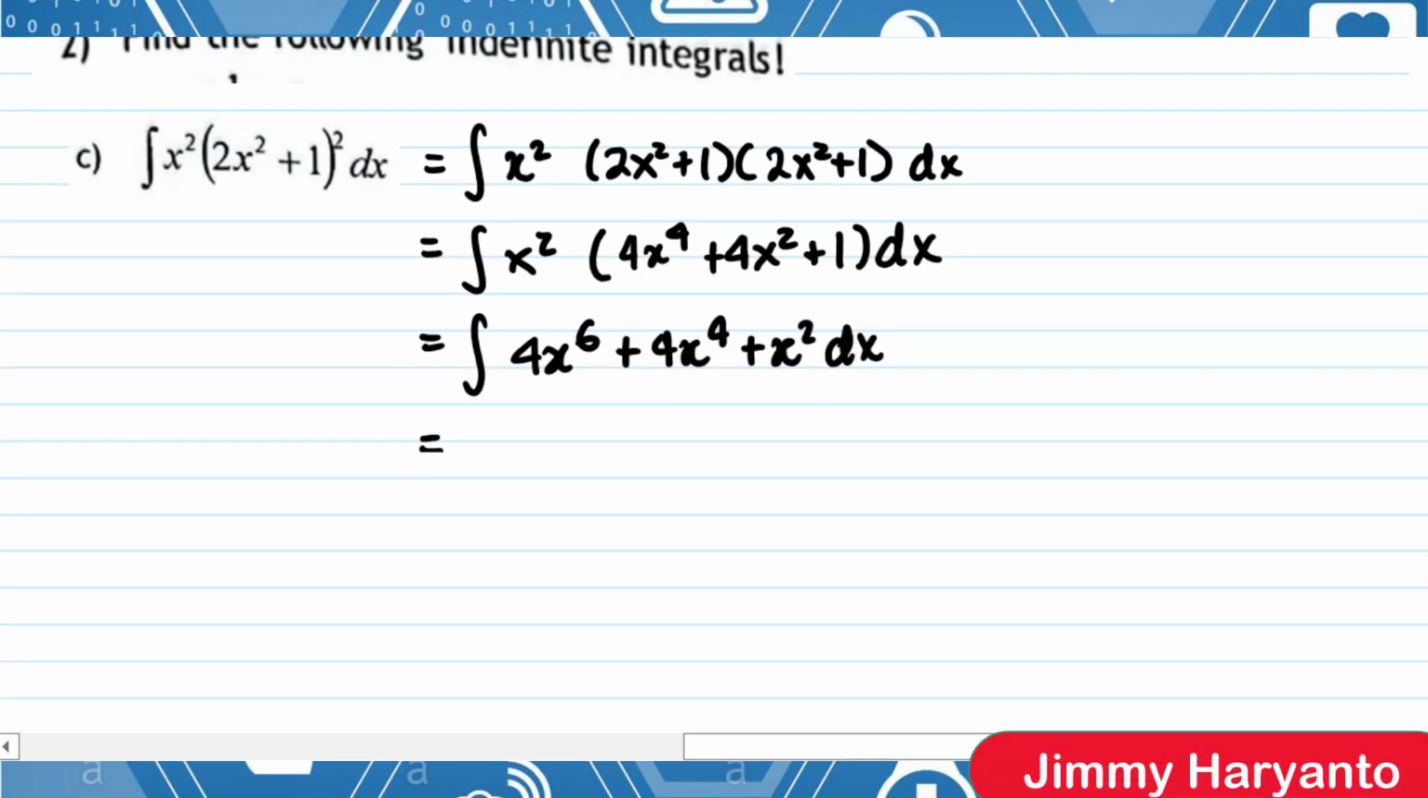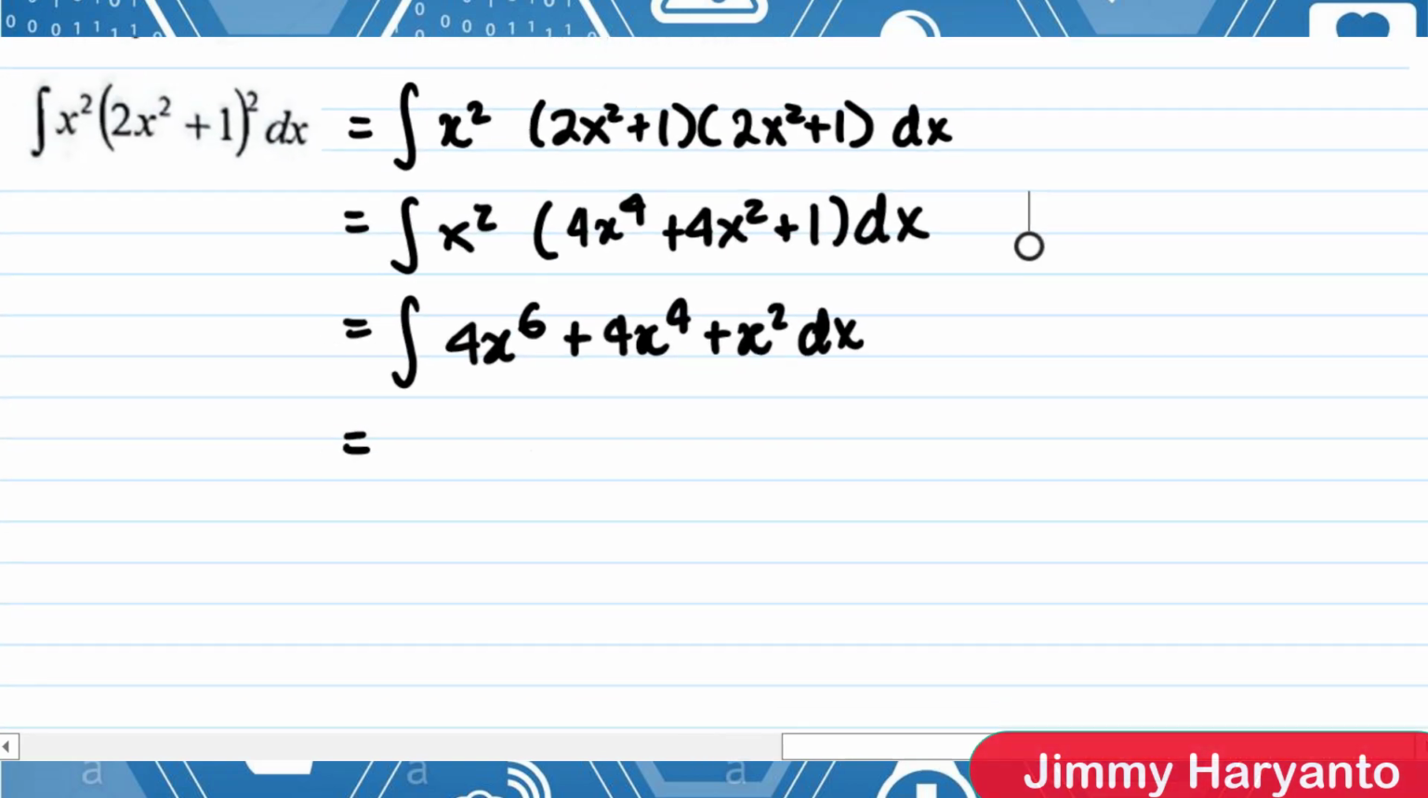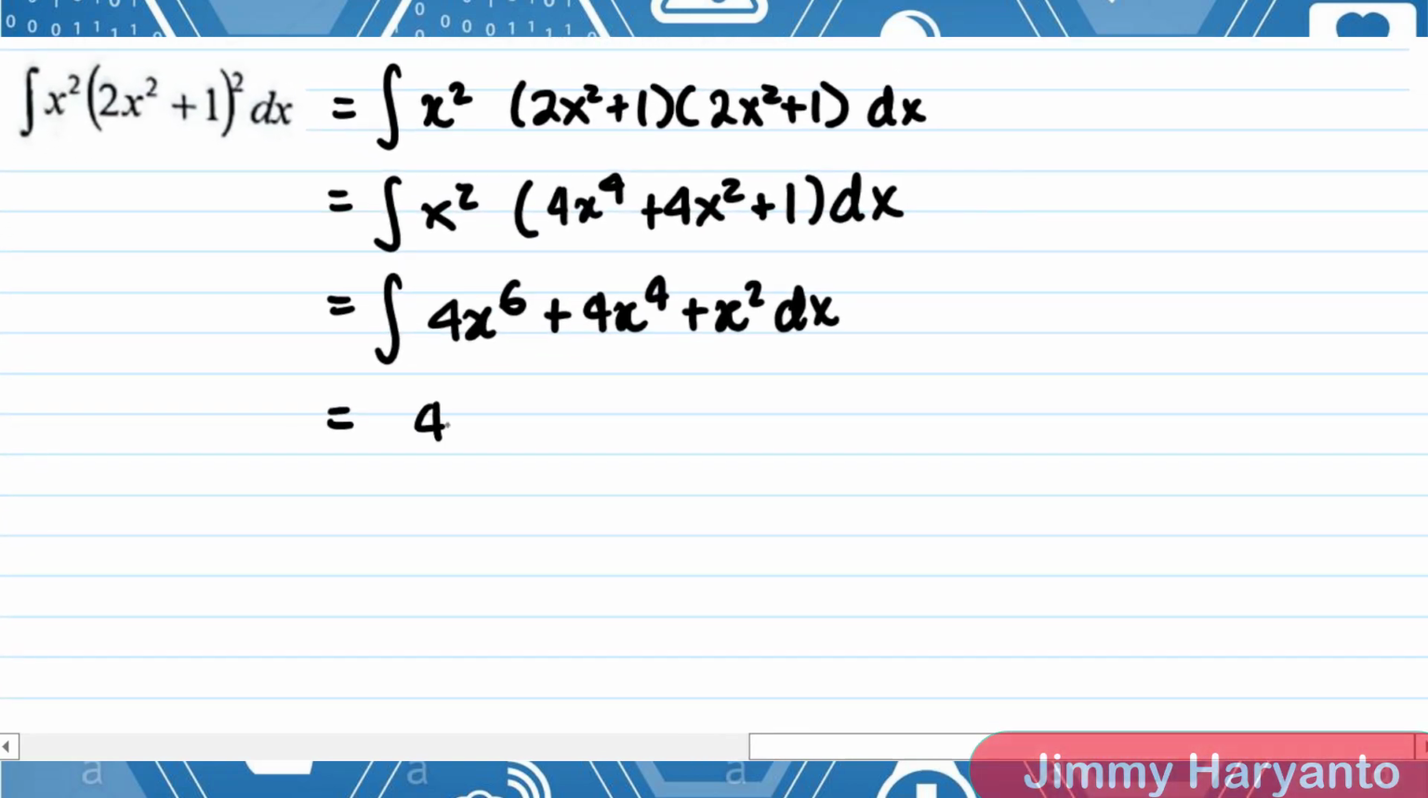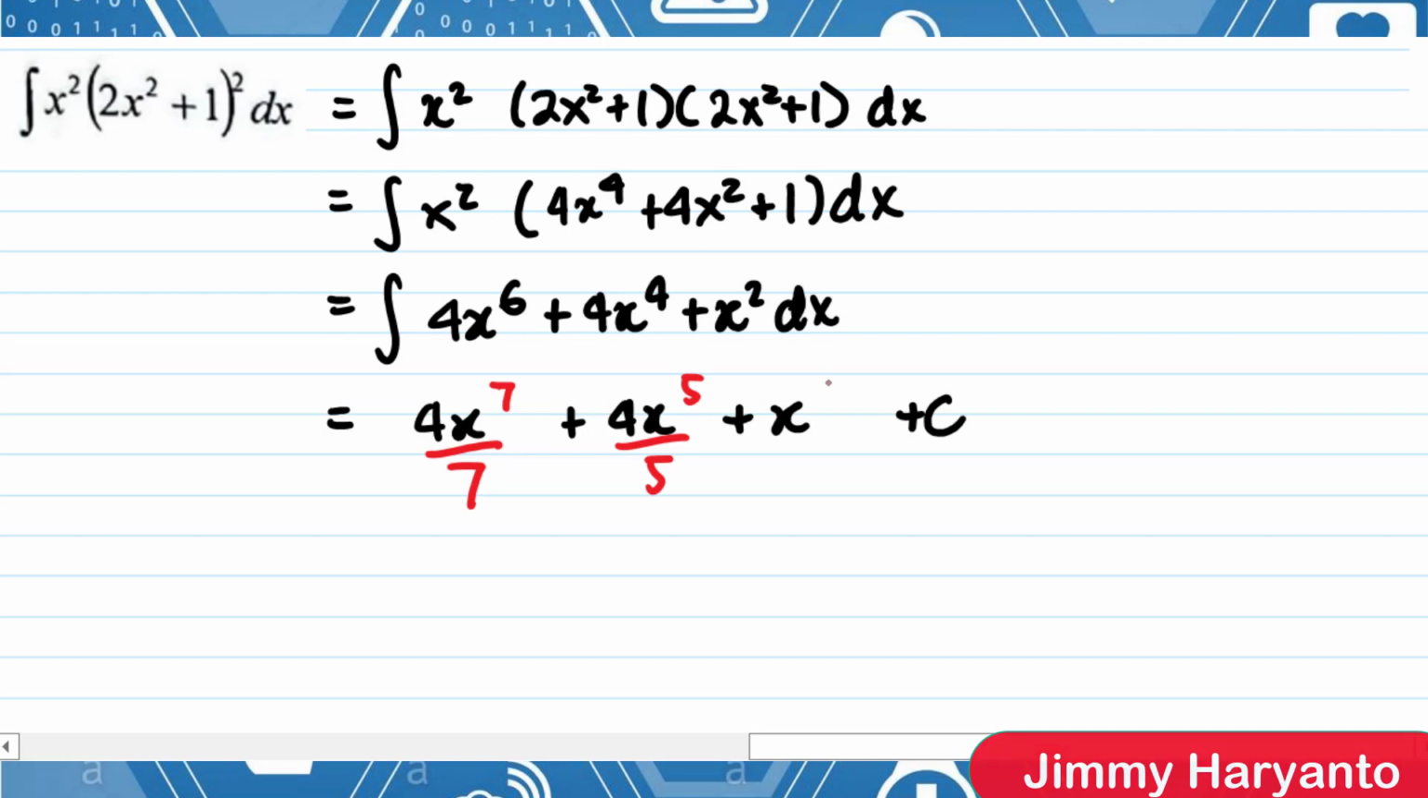Then we have to integrate it. 4x and then x and then plus c. Next is the powers. 6 plus 1, 7 over 7, 4 plus 1, 5 over 5, 2 plus 1, 3 over 3. There you go. So I think that is the final answer. We cannot simplify the function, so we will leave it like that.